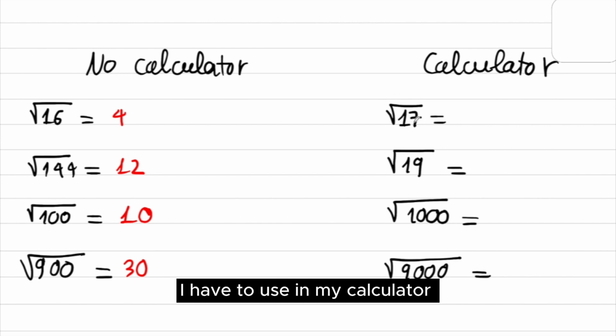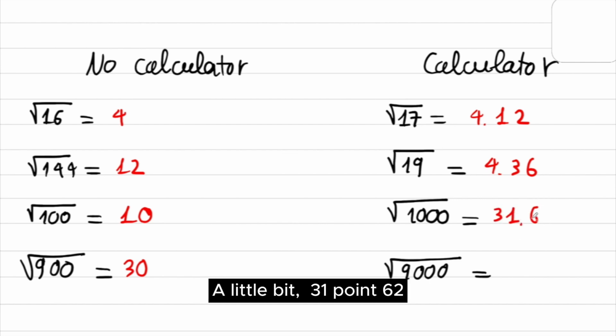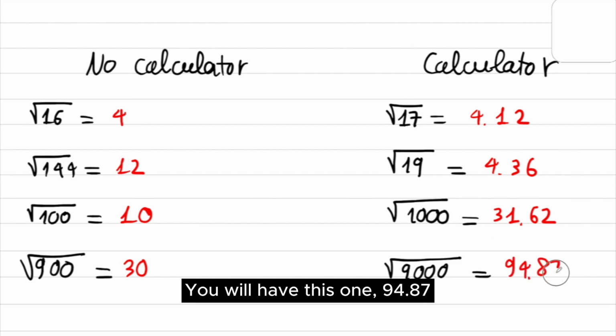How about this one? I don't know, I have to use my calculator. In two decimal places, you get 4.12. The square root of 19, you get 4.36. The square root of 1000, a little bit more, 31.62. And for this one, 9000, you will have 94.87.